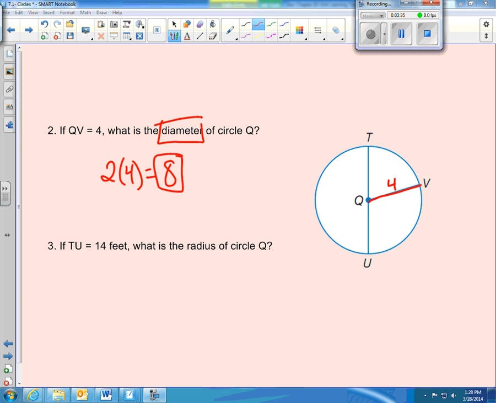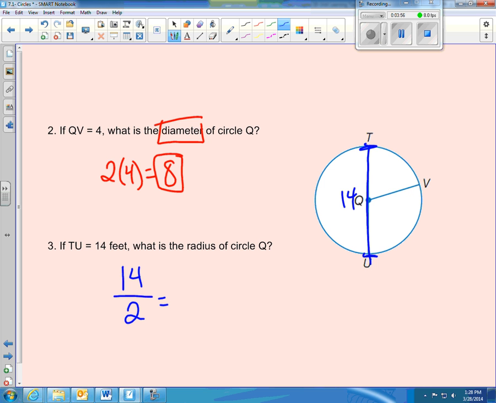Number 3 says, if TU is 14 feet, so let's just mark TU, that's this whole distance here, is 14 feet, what's the radius of circle Q? Well, TU looks like it's the diameter because it goes through the center. And so we know the diameter is 2 radii. So we can take 14 and divide by 2. Then we get 7 feet for our radius.